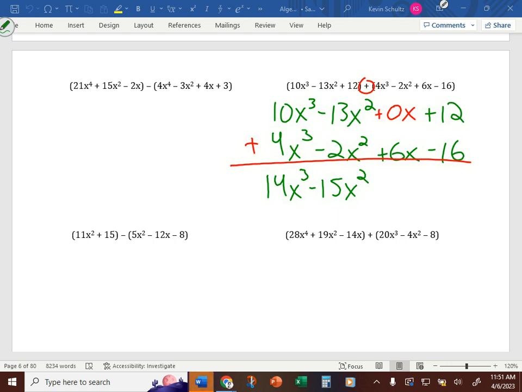0 x's plus 6 x's is 6 x's. And 12 plus negative 16, or 12 minus 16, is negative 4. And that would be our final answer. Okay.